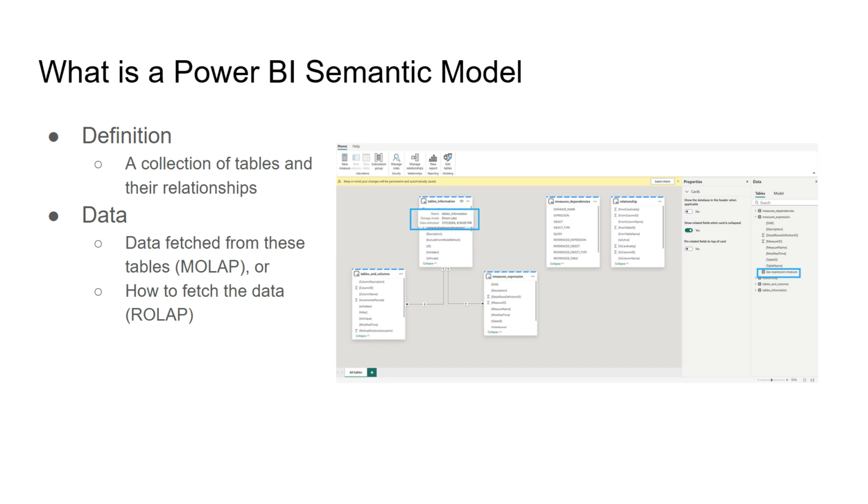So that data is also defined. Either you define how to fetch the data, which is the rollup approach, or you define how to store the data from these tables. You will bring in the data immediately, import it, and save it into the Power BI system, and use that in memory whenever you request it. So either way, it's a MOLAP or ROLAP. A Power BI semantic model contains these two parts.